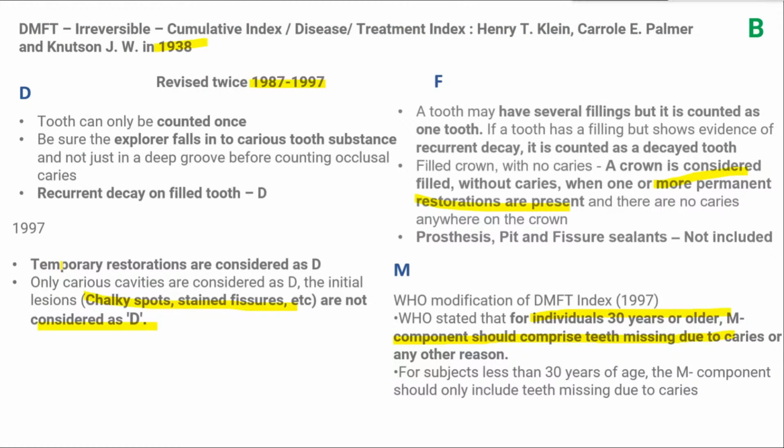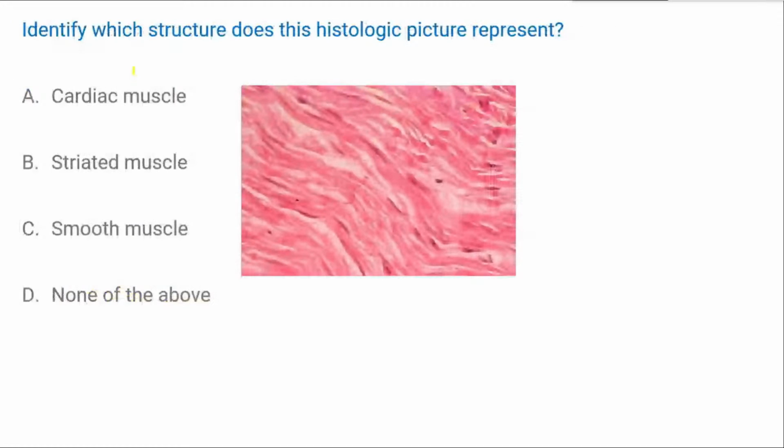So this will be the second question. Okay, I think most of you got it right. Identify what structure this histologic picture represents. Is it cardiac muscle, striated muscle, smooth muscle, or none of the above?